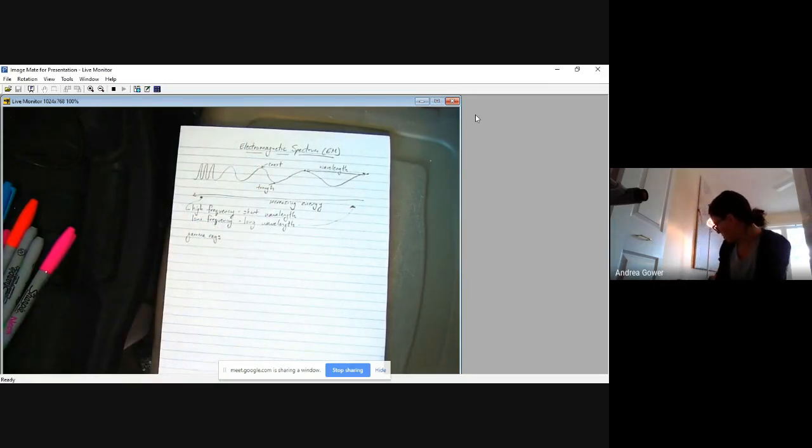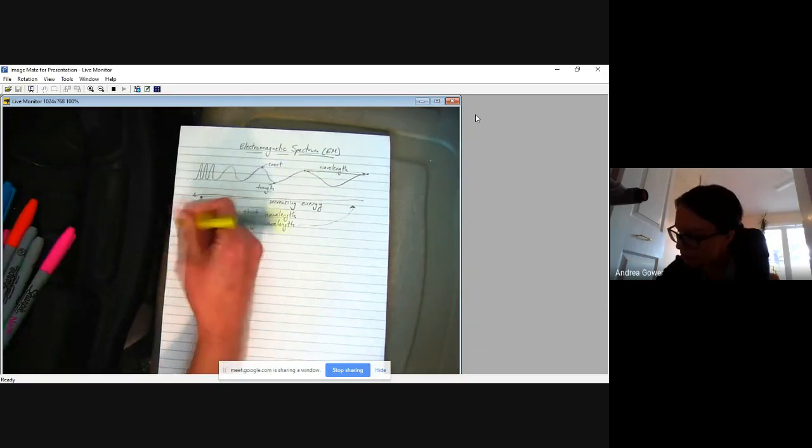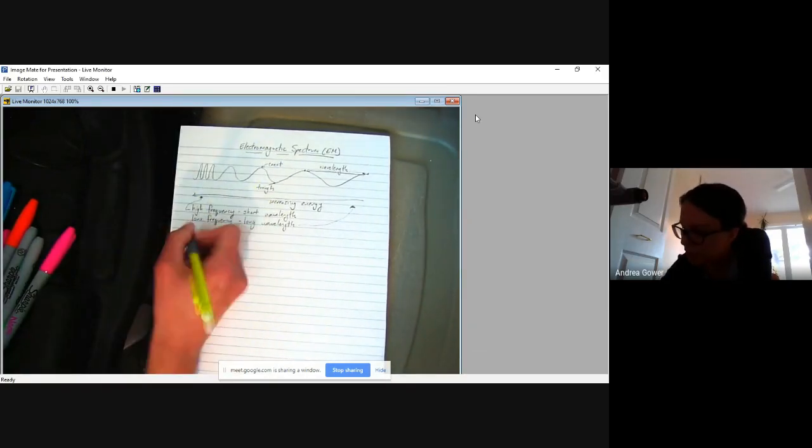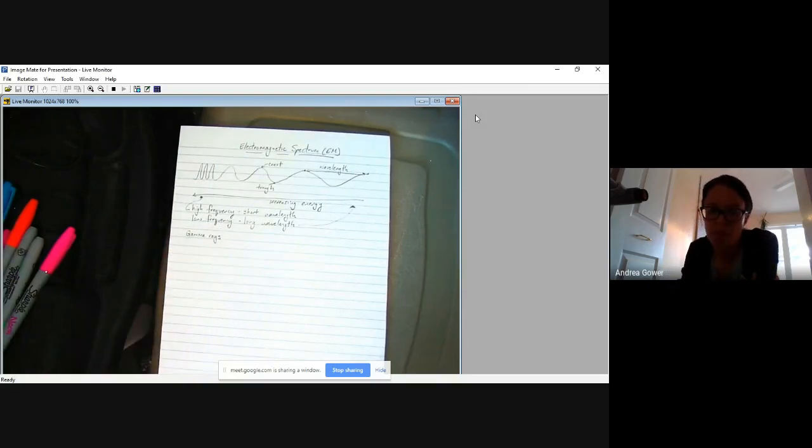Okay, and I feel like I should have capitalized that. Yes, this should be a capital G. It's named after somebody, I forget. I'll have to look at that later. Or maybe it has to do with the Greek alphabet. There's probably a reason why that has to be capitalized.